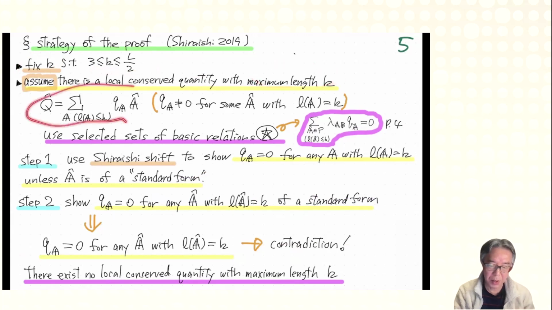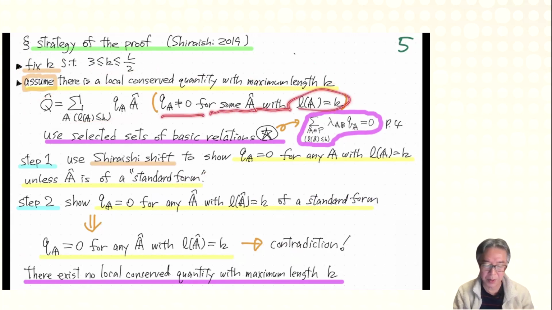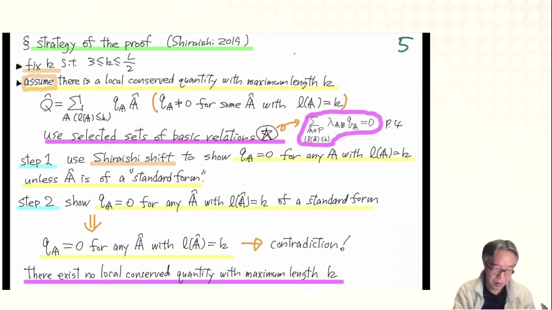This means that this is a conserved quantity and Q_A, the coefficient, is non-zero, at least for one A with length k. Now we can use the basic relations for all B, but of course there are so many B and so many basic relations. So we use selected sets of basic relations in a clever manner. And Naoto has developed a strategy to do this in 2 steps.